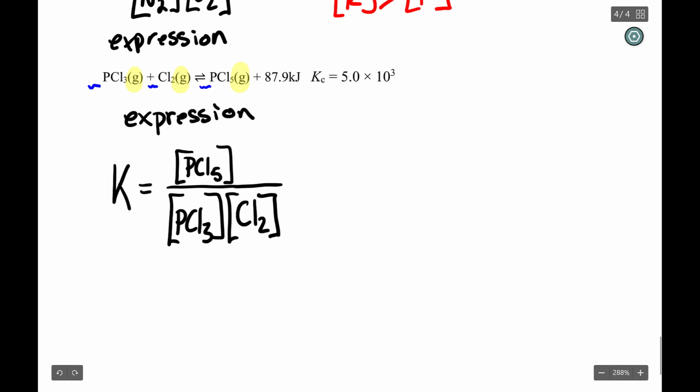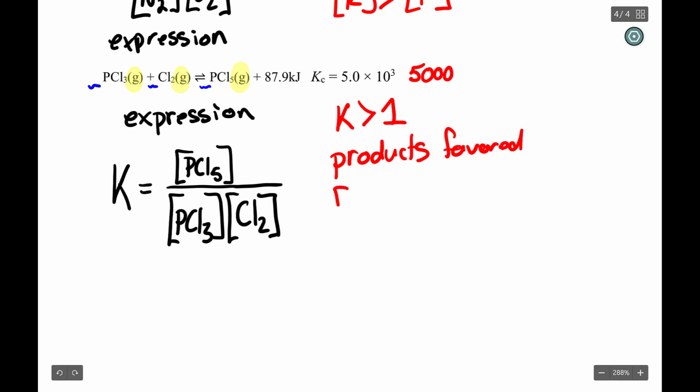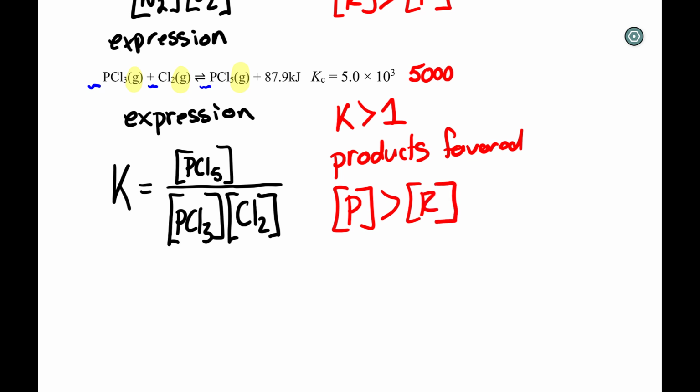And then I'm going to focus on the K value. The K value here is 5,000. That's much bigger than 1. So I can say K is greater than 1. Or I can say that the products are favored. Or I could say I have more products than I have reactants. Or above this symbol, I can have a greater than or less than 50% forward reaction symbol. And so it would be greater than 50% forward, and it would be pointing in that direction.